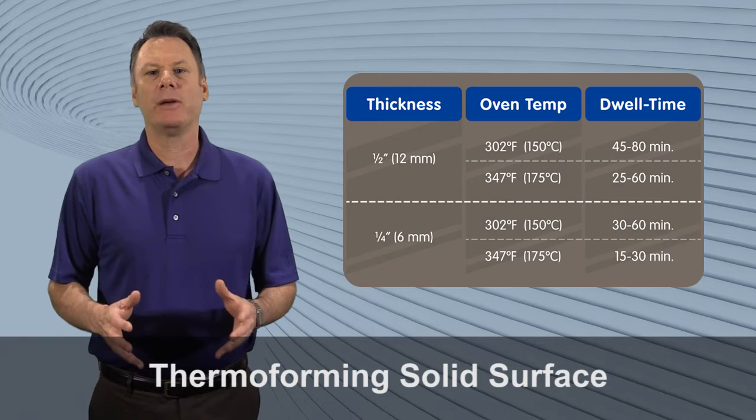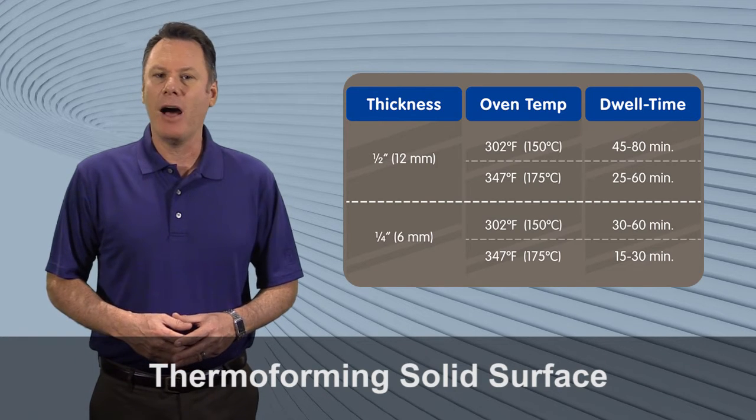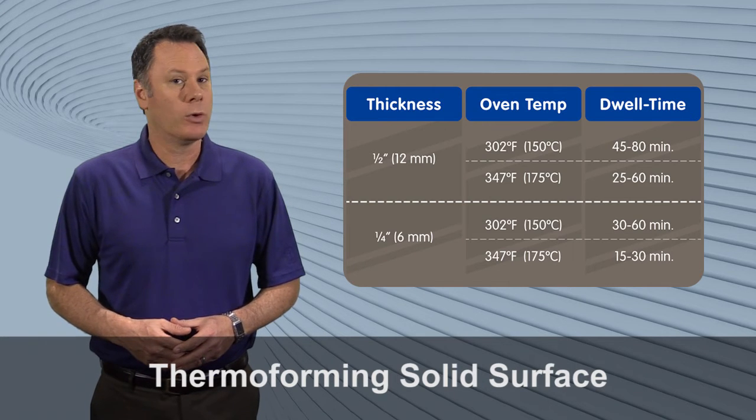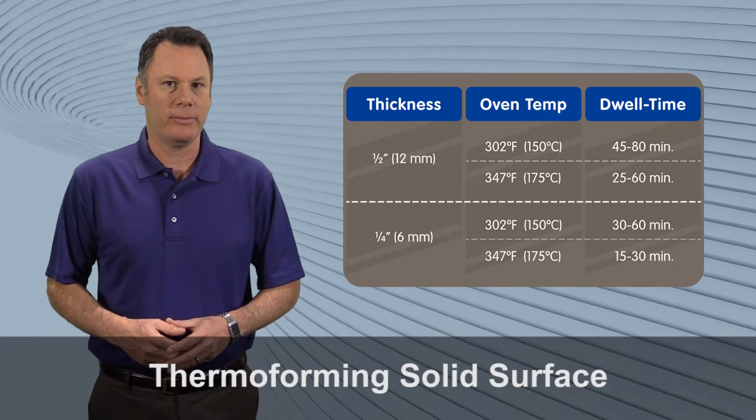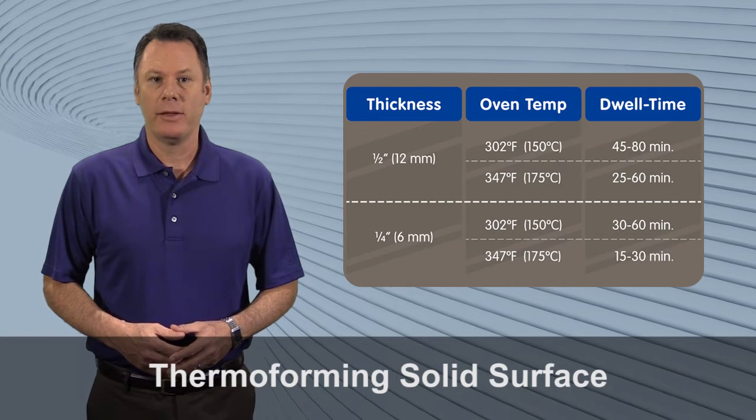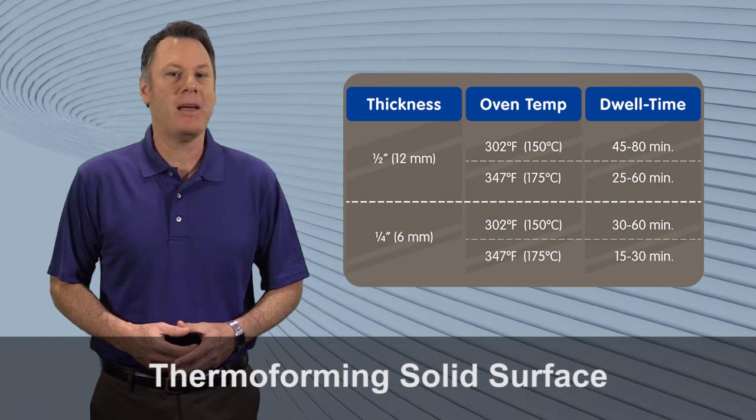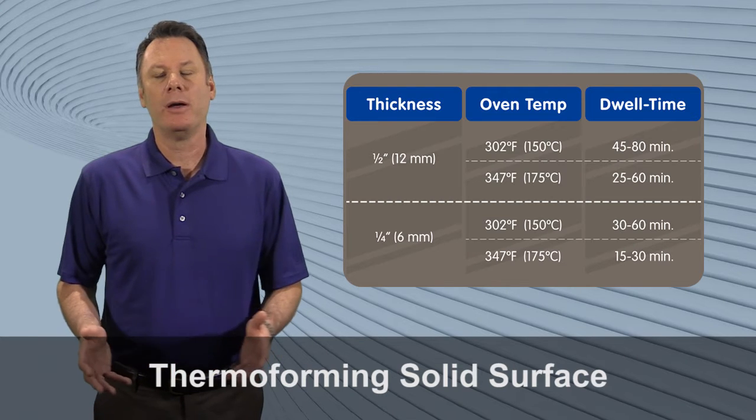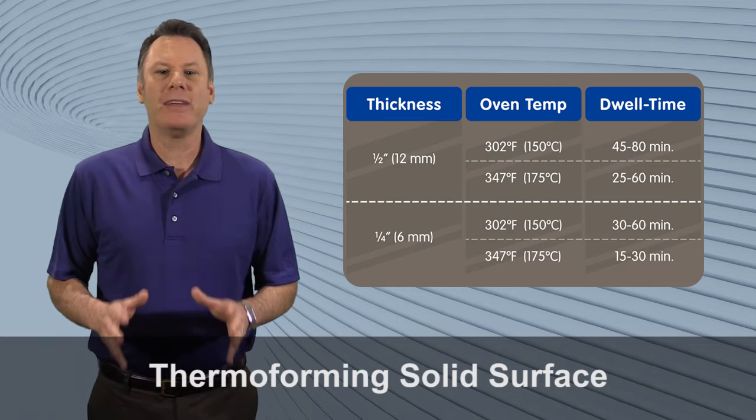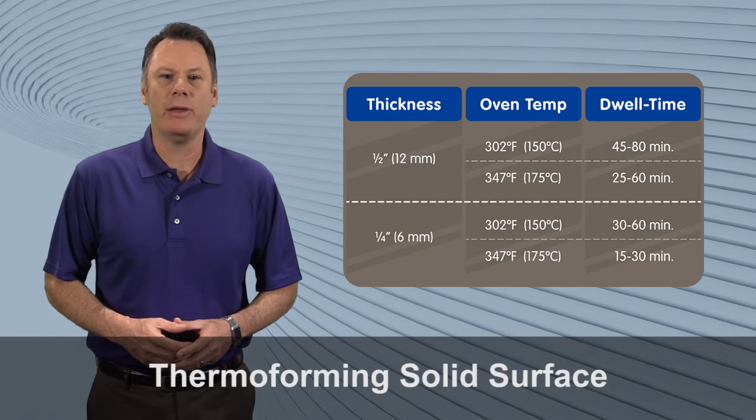The oven must be correctly prepared and calibrated, and the oven temperature should not exceed 347 degrees Fahrenheit or 175 degrees Celsius. Depending on the oven and the size of the piece to be thermoformed, the oven temperature and dwell time may vary. Therefore, before thermoforming solid surface materials, it's recommended to calibrate the oven with a sample piece of the material.